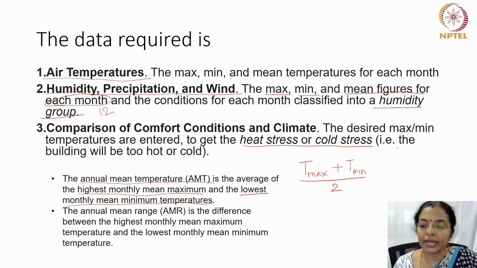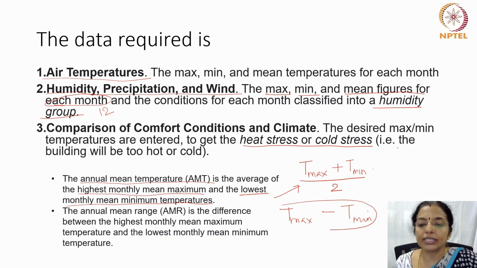I will be explaining all this in detail in the forthcoming slides, but I'm just trying to already familiarize you with these. The annual mean range or AMR is the difference between the highest monthly mean temperature and the lowest monthly mean temperature. So this is called AMR.